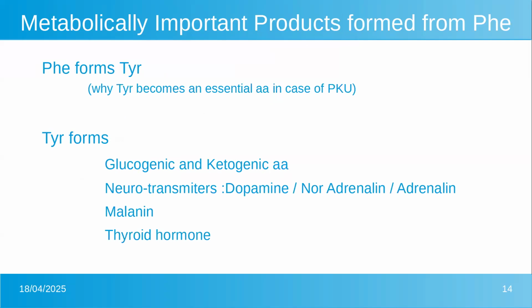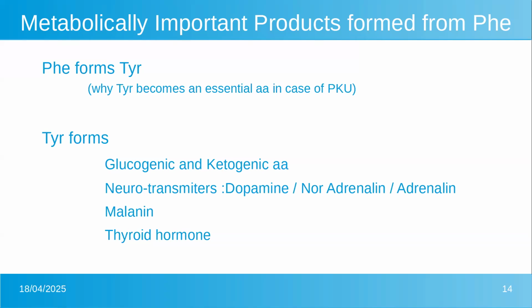Phenylalanine forms tyrosine. There's a standard question that comes. Tyrosine is not an essential amino acid, but in phenylketonuria, it becomes an essential amino acid. Why? Any takers? Because phenylalanine forms tyrosine, tyrosine is not essential. But when phenylalanine can't form tyrosine, tyrosine becomes essential. It's a pretty simple, straightforward question. It'll come as a 1 marker or a 2 marker, so you can use that.